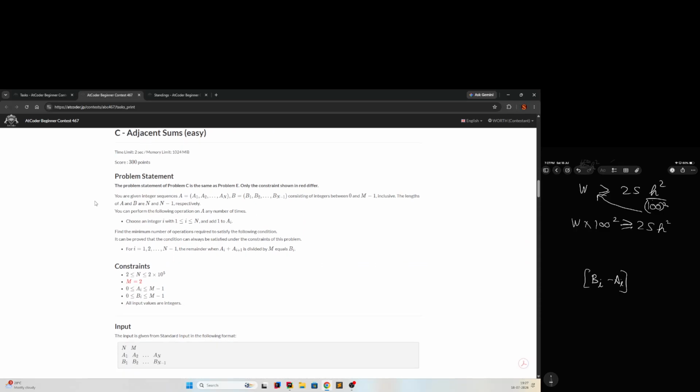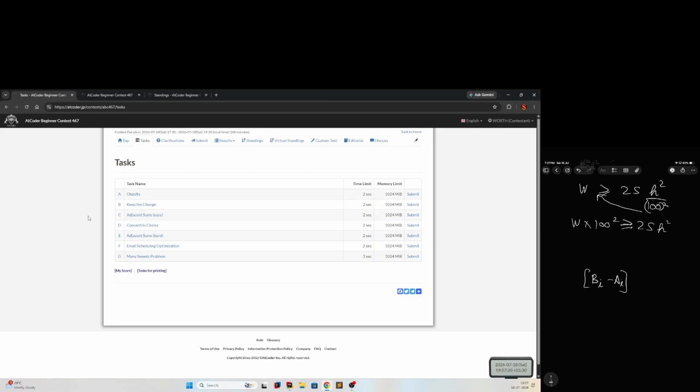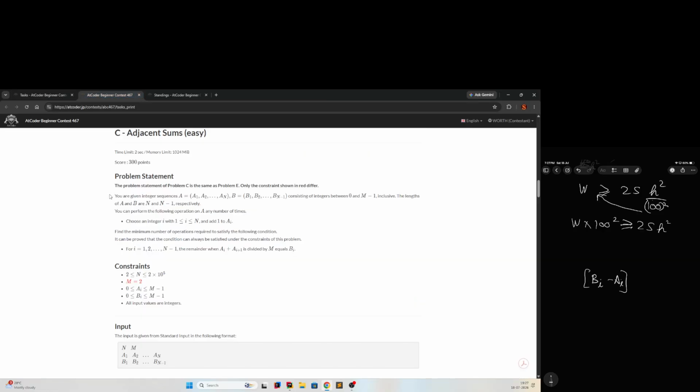Problem C, adjacent sums. Okay, so this is the easy version of the problem. I couldn't solve the hard version, but let's go through the easy one. Here we are given two arrays, one of length n and one of length n minus 1. Let's say n is 5. And each value is between 0 and m minus 1. In the easy version m is 2, so the values are from 0 to 1 only, 0 and 1 only.